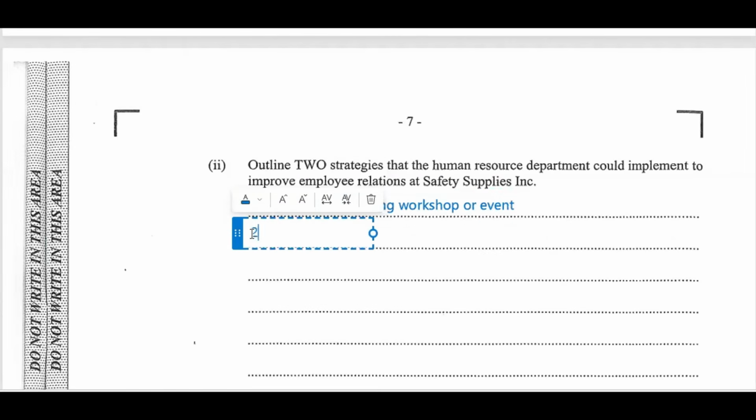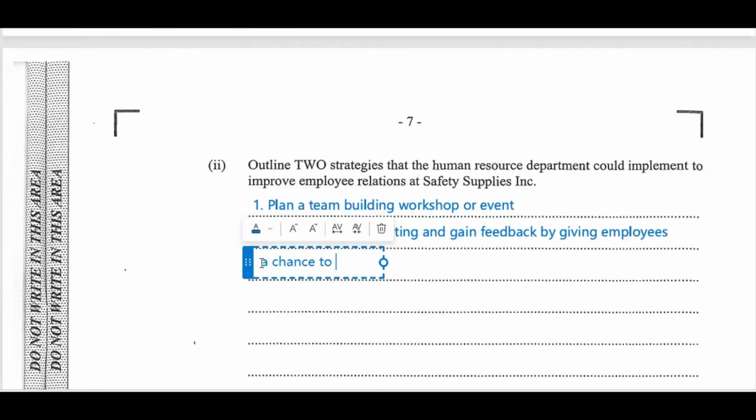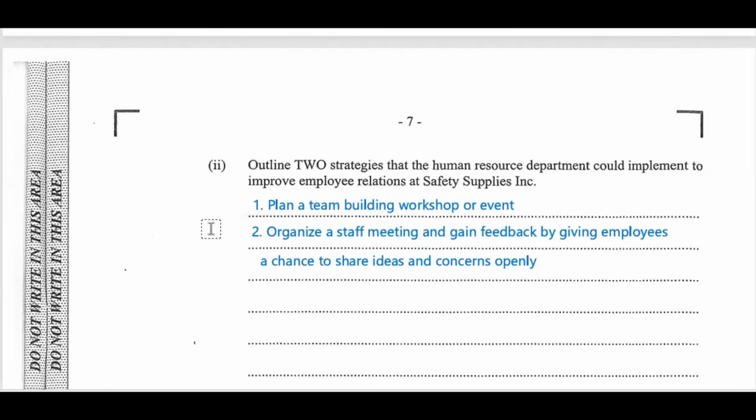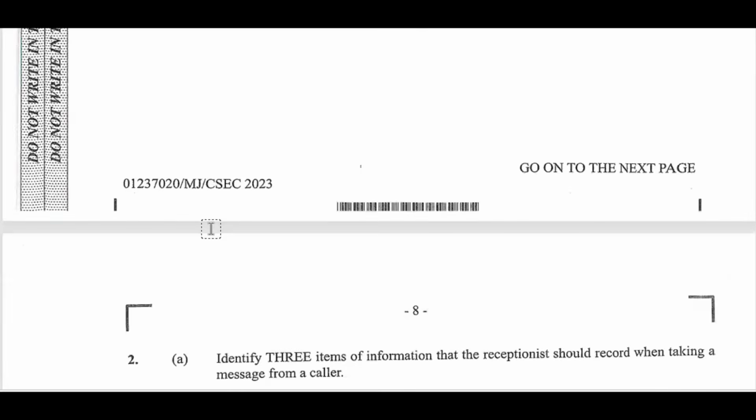That's 1. And 2, organize a staff meeting and gain feedback by giving employees a chance to share ideas and concerns openly. That's it. That sounds good. 4 marks there. All right, let's go to the next question.